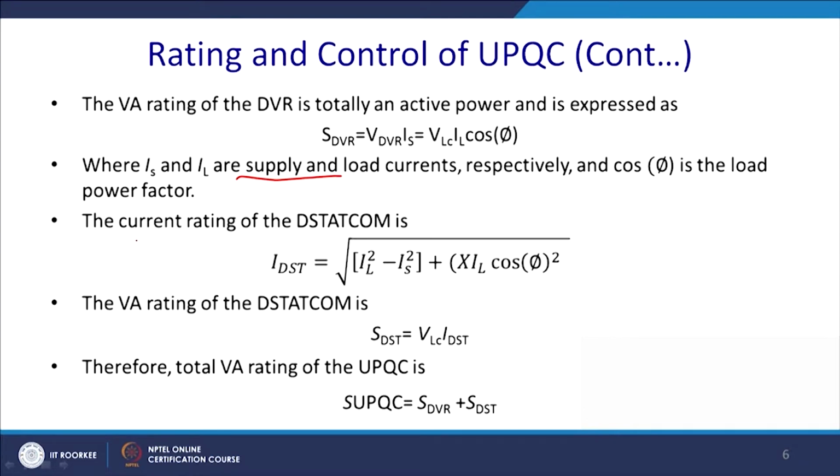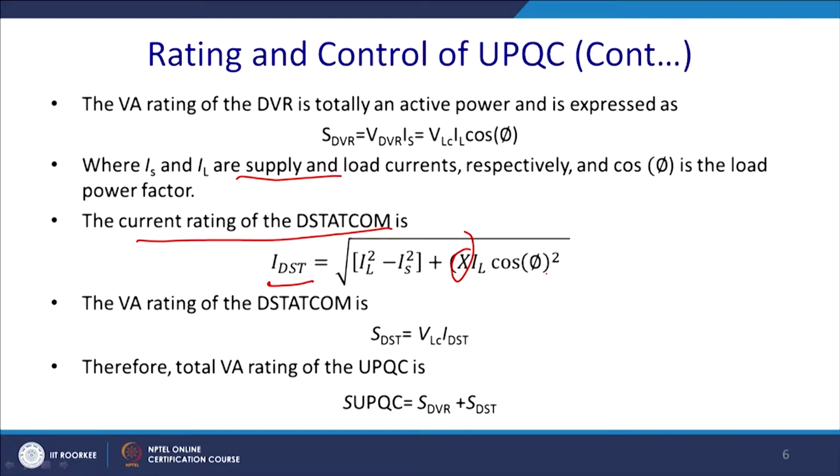So, the current rating of the STATCOM is essentially Ish, which should be the square root of IL squared minus Is squared plus x, that is a fraction of the sag, times IL cos phi squared.